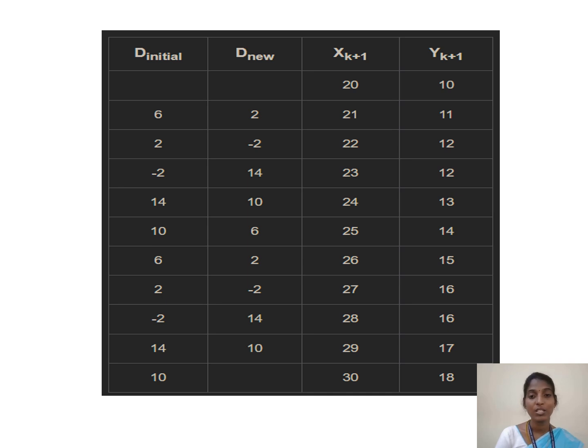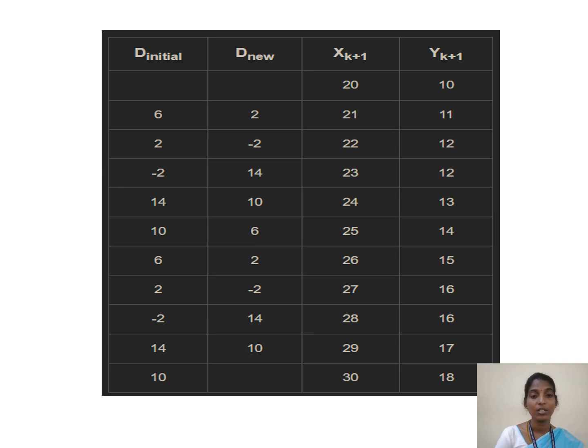Then xk plus 1 is equal to 26, yk plus 1 is equal to 16. D initial is equal to minus 2, then d new is equal to 14. D initial is minus 2, so here case 1 is applied. Then we got the xk plus 1 value is 28, then yk plus 1 value is 16. Then d initial value is 14, then d new is equal to 10.